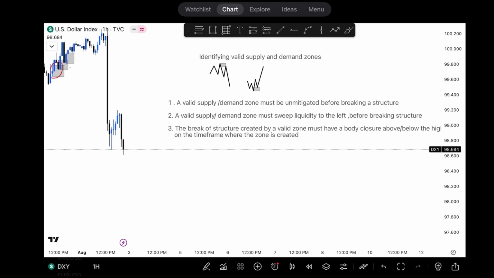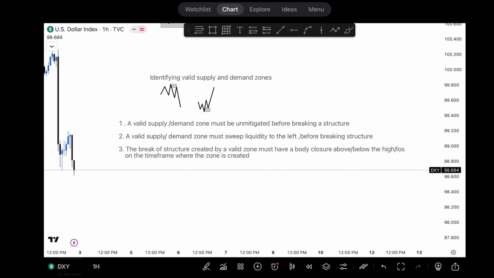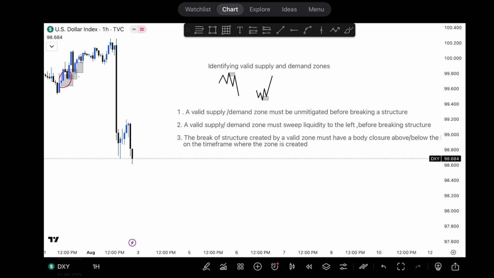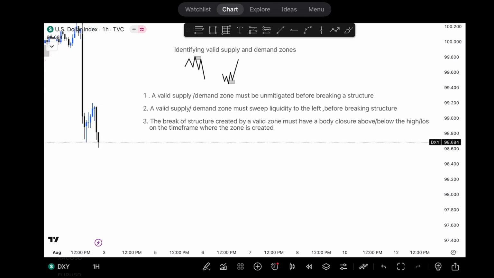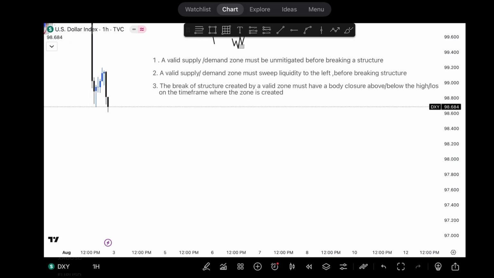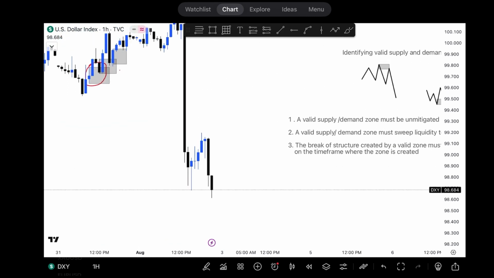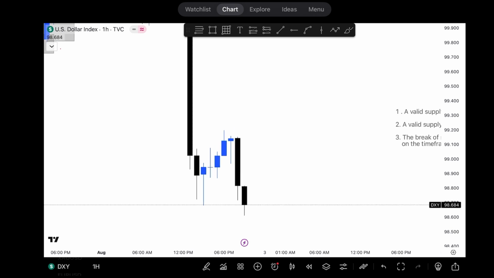And then the last rule I have here: the break of structure created by a valid zone must have a body closure above or below the highs or lows of the time frame where the zone is created. Okay, I would make this easy and straightforward. The break of structure created by a valid zone must have a body closure. What do I mean by body closure? Let us look at this candle, for instance.